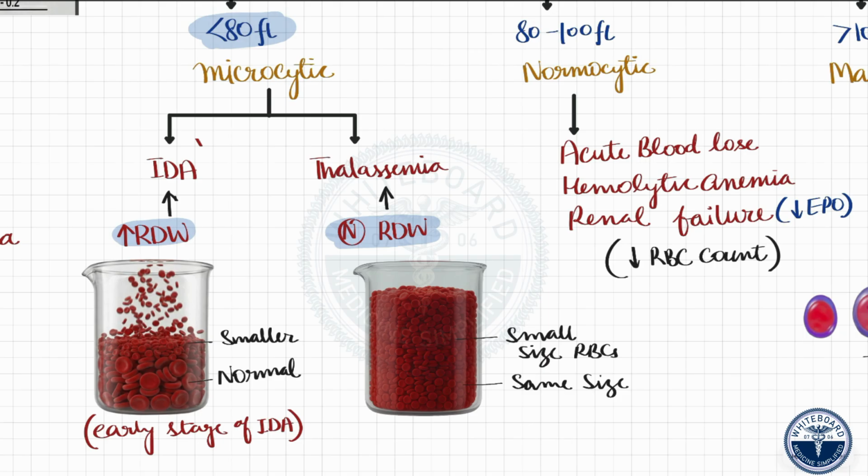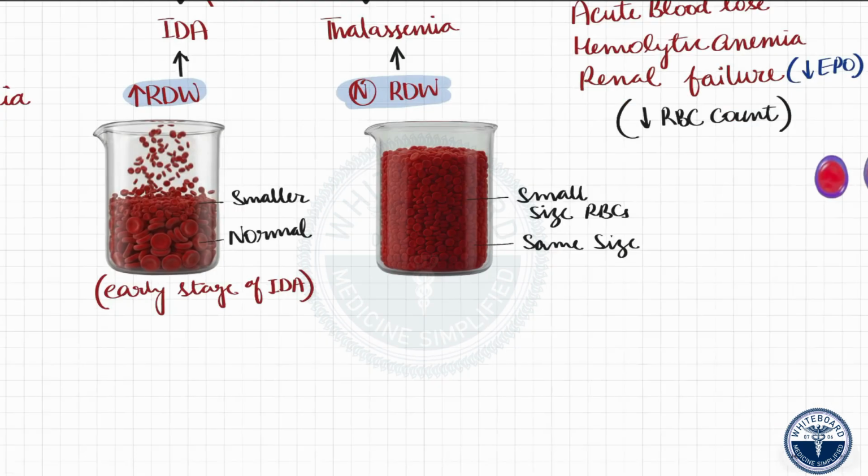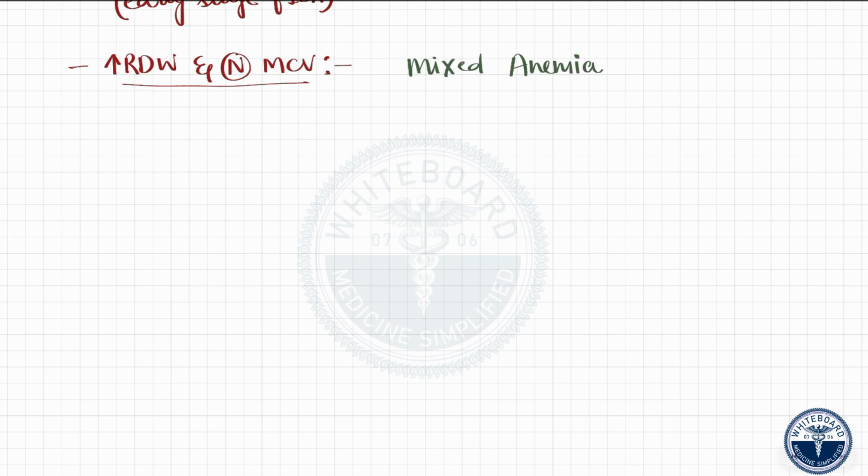And in contrast, anemia with low MCV but normal RDW suggests thalassemia, where RBCs are uniformly small. That is how we can separate the two conditions in clinical practice. And if RDW is increased but MCV remains normal, that is increased size variation with normal average size of RBCs, it often points toward a mixed anemia, where two different processes are happening at the same time.